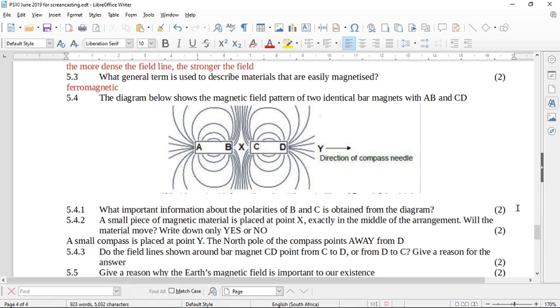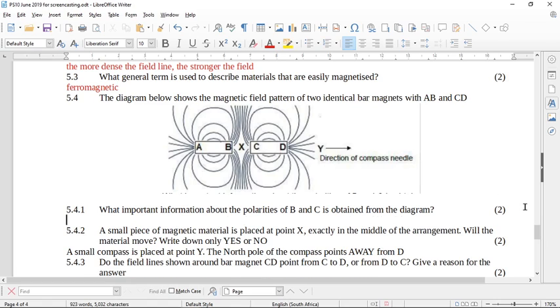So what important information is obtained about B and C? Here is B, here is C. B and C have the same polarity because remember, like poles repel. Remember to say poles and not charges when we deal with magnets.